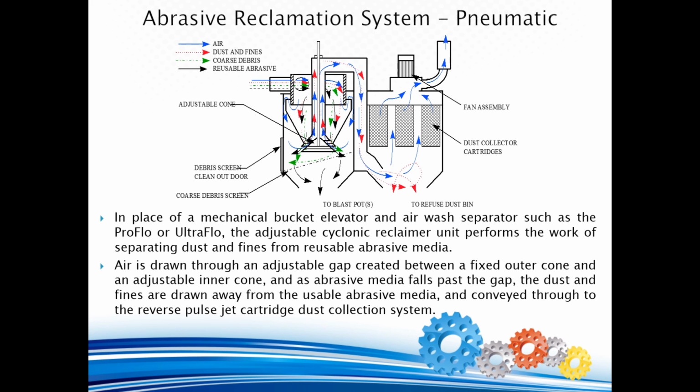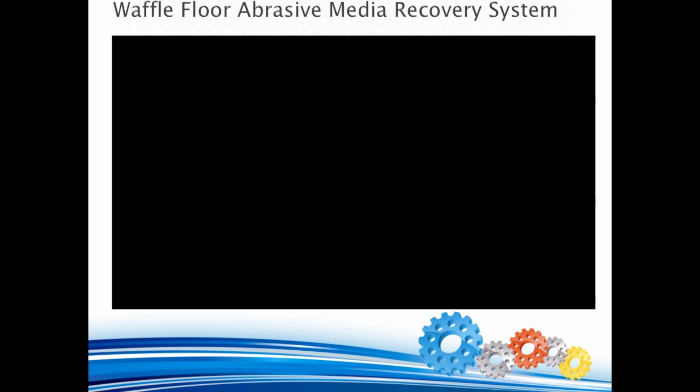The reverse pulse jet dust collection system is outfitted with high-efficiency filter cartridges which capture the fines and dust generated by the abrasive blasting process, allowing only clean air to be discharged to the atmosphere. Let's have a closer look at the Waffle floor abrasive media recovery system in action.